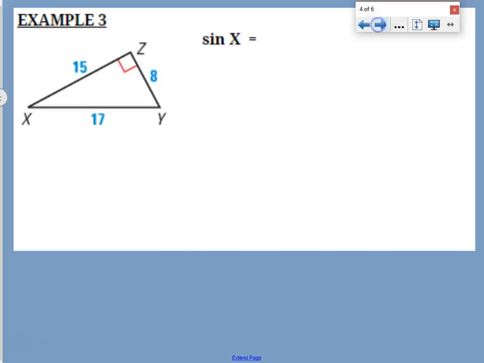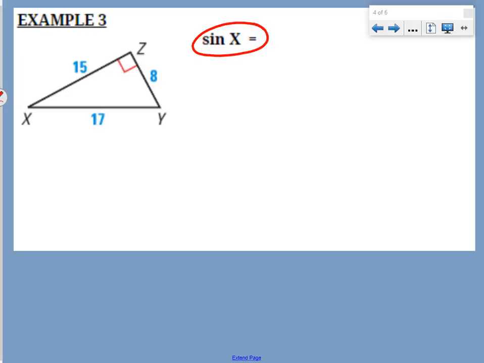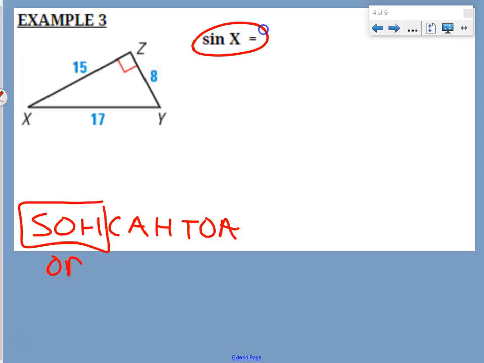Next example on the back of your page. Now we're using a sine ratio, sine. So we're thinking SOHCAHTOA. We're using that first piece, so we're using opposite over hypotenuse.